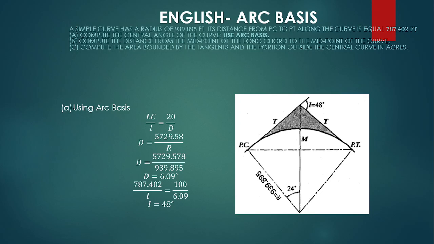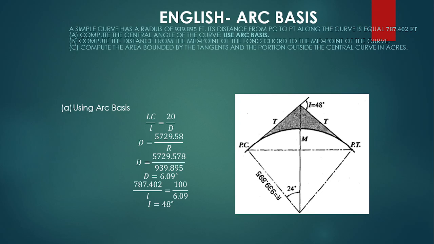For the English arc basis naman po, so this is the problem. A simple curve has a radius of 939.895 feet. Its distance from PC to PT along the curve is equal to 787.402 feet. So, nakita natin na nagbago yung mga measurement. So, kanina naging meter, ngayon feet naman po.